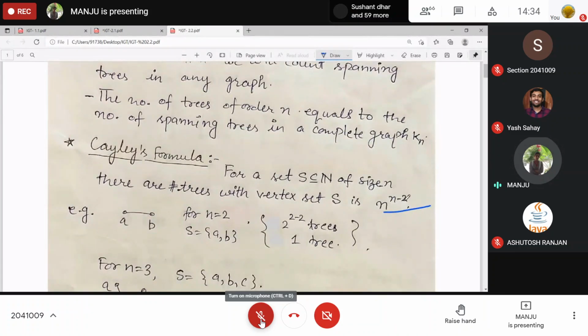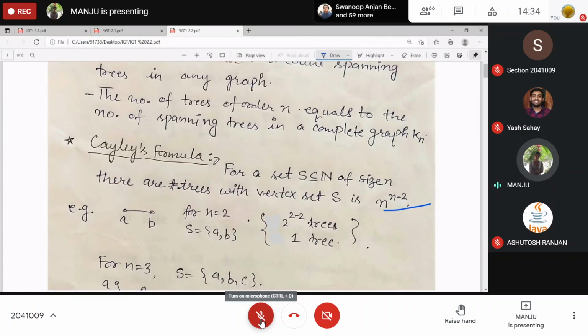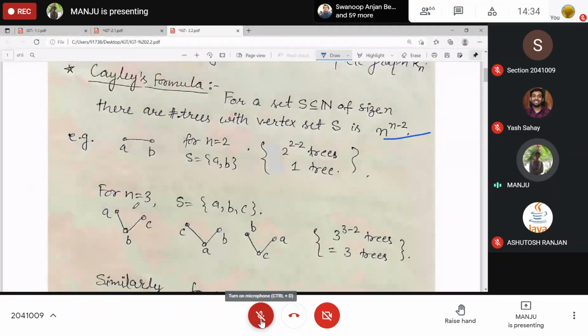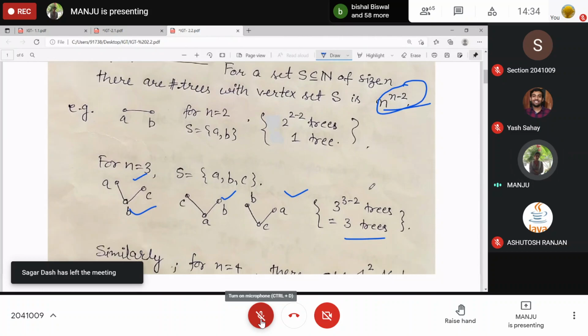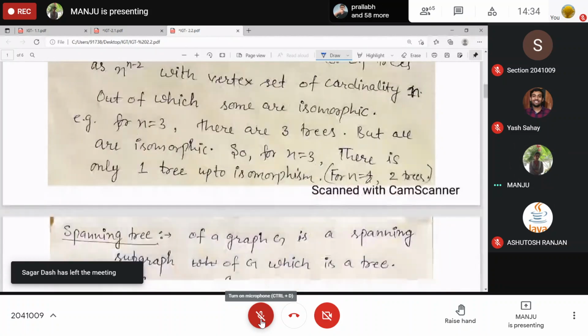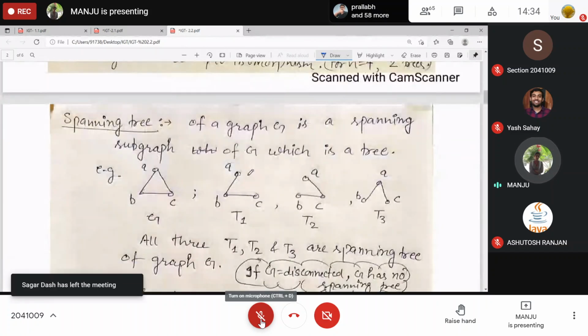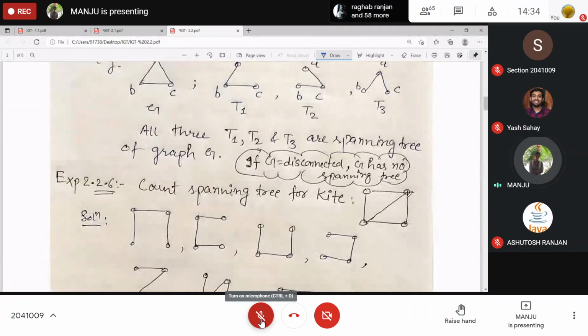And out of this also, some may be isomorphic, some may not be. For example, n equals 3: if you have 3 vertices, you have 3 raised to the power 3 minus 2, that is 3 trees, and all are isomorphic. Corresponding to 3, only one tree exists. But in general, there exist n raised to the power n minus 2. Spanning tree I already discussed. A disconnected graph has no spanning tree.